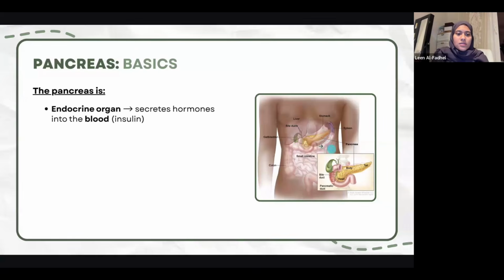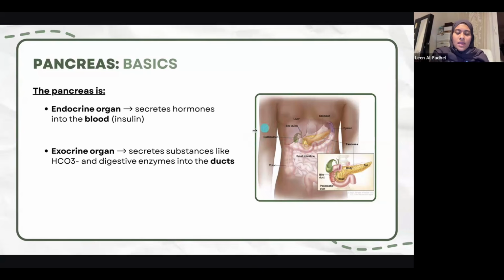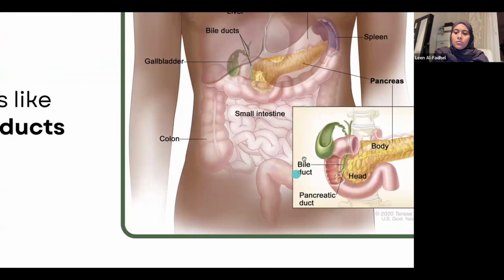Well, the pancreas is an endocrine organ that secretes hormones into the blood. So that's the meaning of endocrine, right? It's also an exocrine organ. It's exocrine because it secretes substances like HCO3 and other digestive enzymes into ducts, using these ducts right here, like the bile duct or the pancreatic duct.